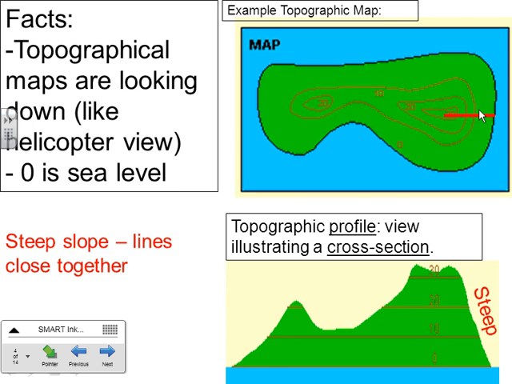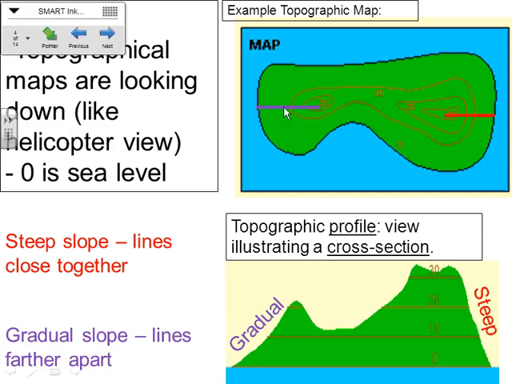If you look right here, you can see these contour lines are fairly close together. When we have close lines, it indicates that there is a steep slope. And we can see right down here in the cross section that it is a very steep slope. On the other side, we can see the lines are much further apart. They're not near as close as this side. So that's going to indicate a gradual slope.